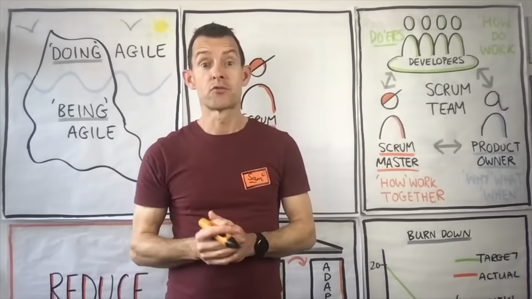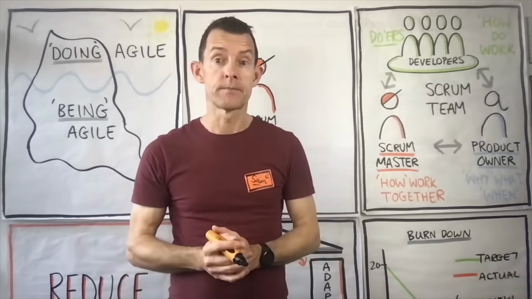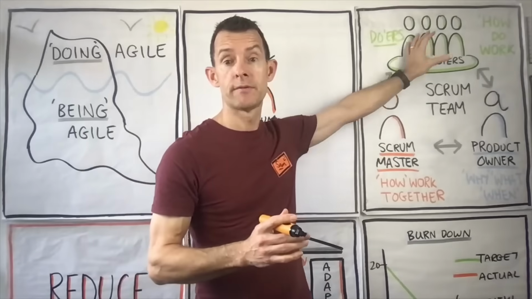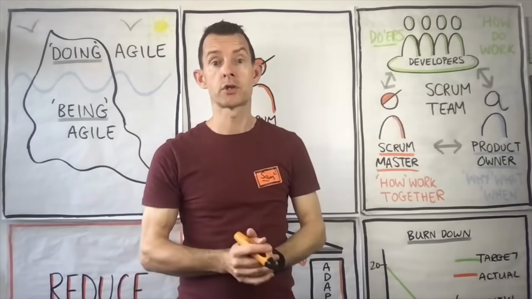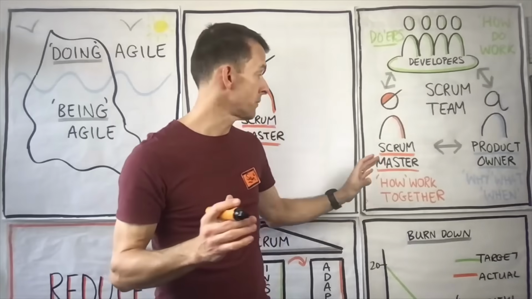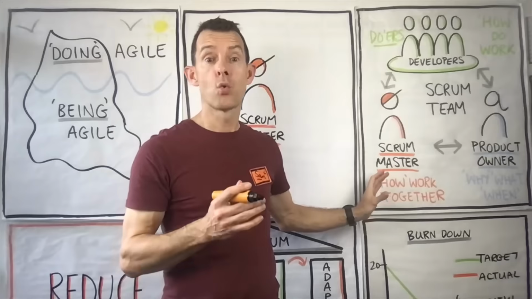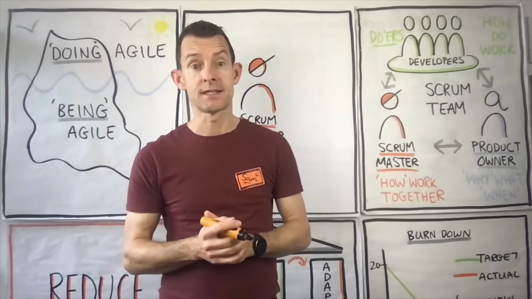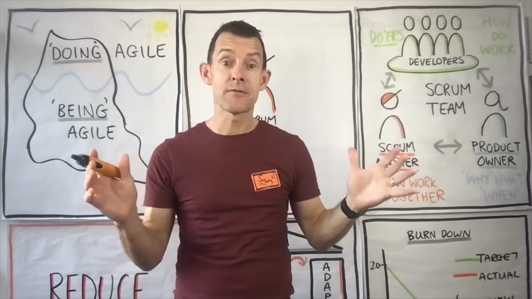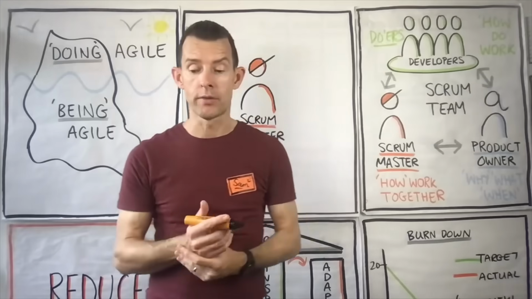Let's talk about the role of the Scrum Master. So we know there are three roles in Scrum: the developers, the Scrum Master, and the product owner. The Scrum Master's job is to help us work effectively in Scrum, to help the team work together to achieve fantastic outcomes. Let's look at a few aspects of the role and what they do.